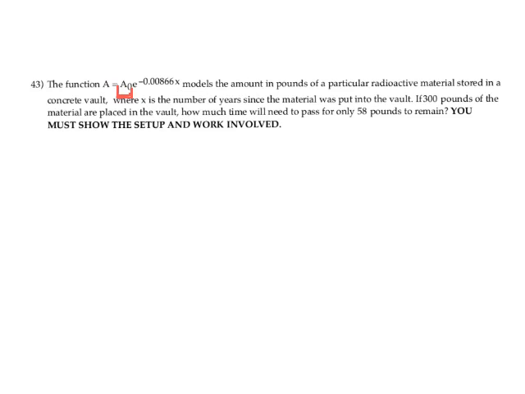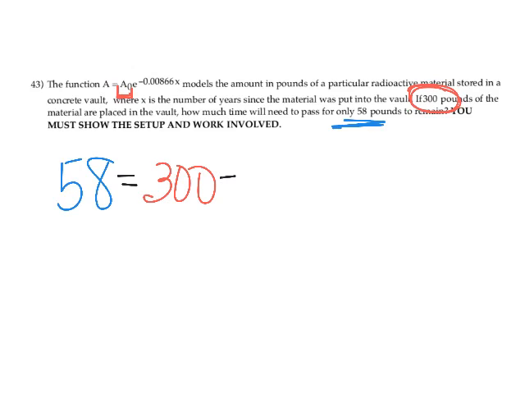So when you're reading through this, 300 pounds of the material are placed in the vault. That is the initial amount. And we want to know how long it's going to take to just have 58 pounds left over. So 58 is going to equal the initial amount of 300 times e raised to the negative 0.00866x. Okay? And so when the directions say you must show the setup and work involved, this first line is your setup. So everything right here is your setup.